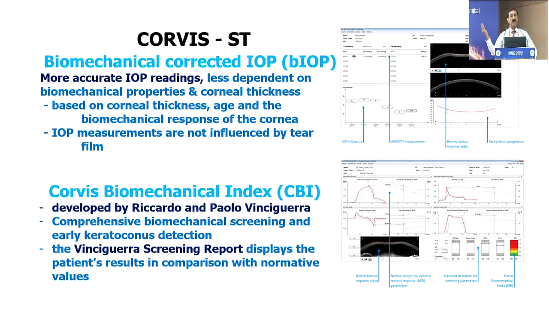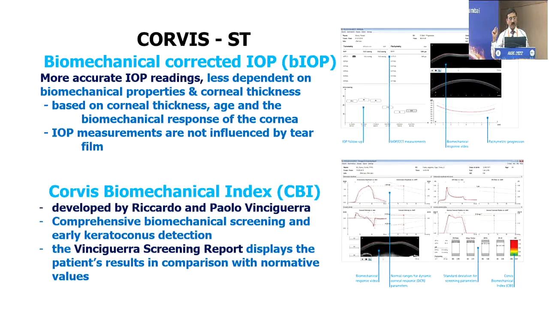But this machine is smarter. So it will tell you that value also, and it will give you a value which compensates for the corneal biomechanical change. So this is called the biomechanically corrected IOP. In the case of the ORA, they call it IOP-CC. CC stands for compensated for cornea.